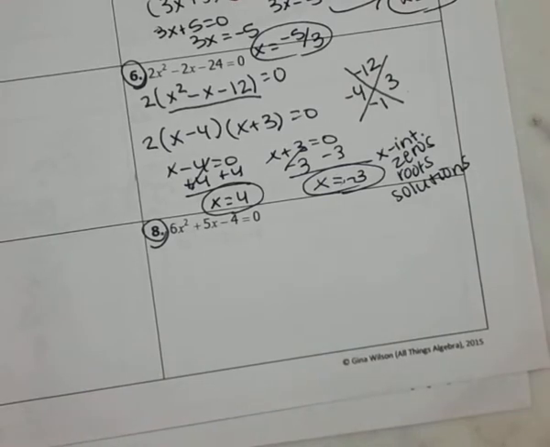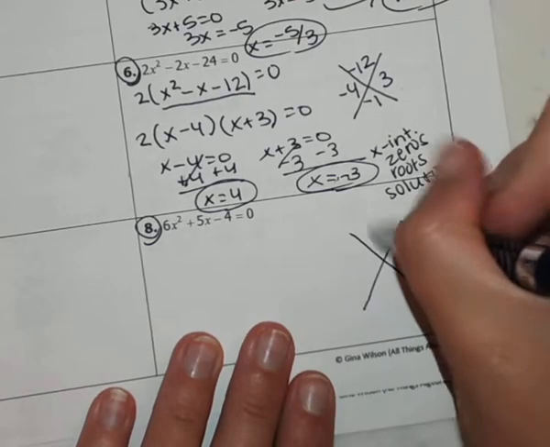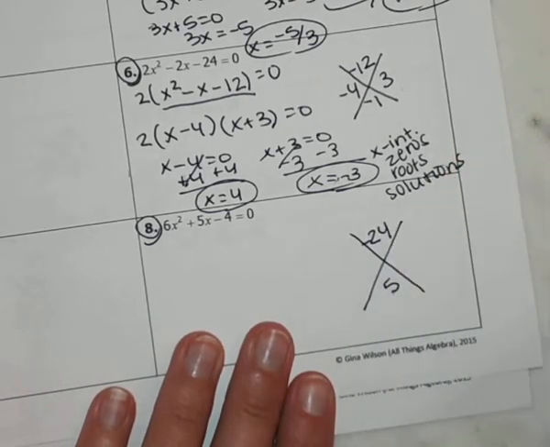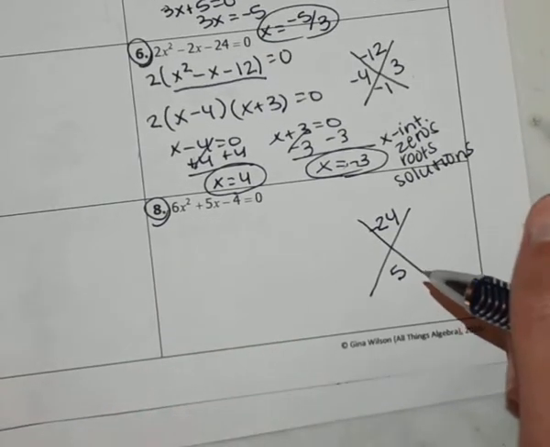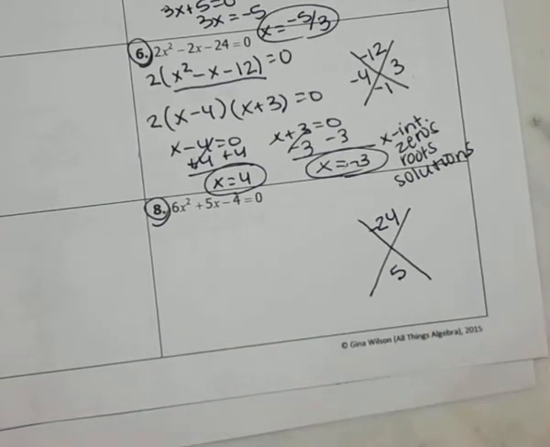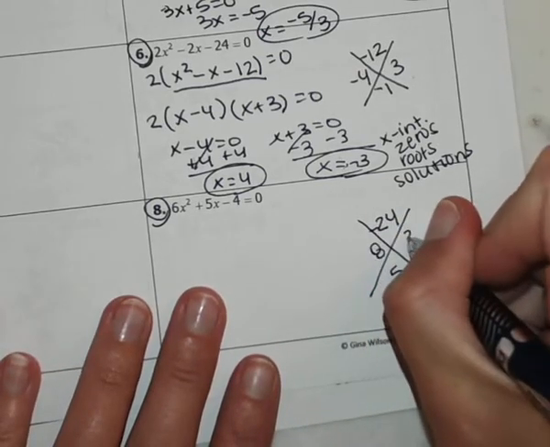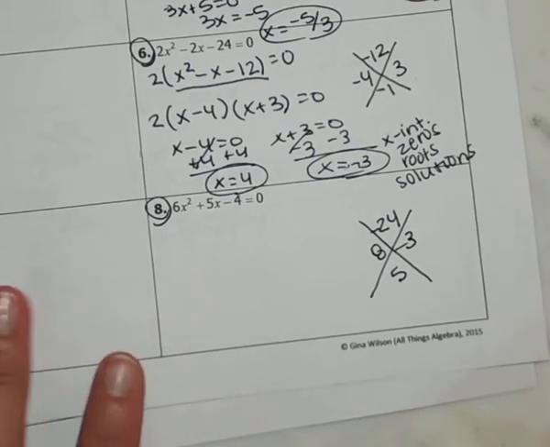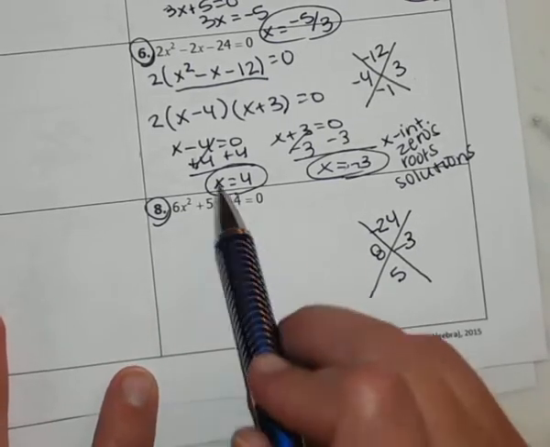All right, last one, number 8. Draw your x, put your a times your c in the top, your b in the bottom. Two numbers that multiply to negative 24 and add to positive 5. So I'm going through my factors of 24. I've got 1 and 24, 12 and 2, 6 and 4. What else? 8 and 3. Oh, I think it is 8 and 3. So 8 and negative 3. Alright, so these two side numbers will become your new middle term.